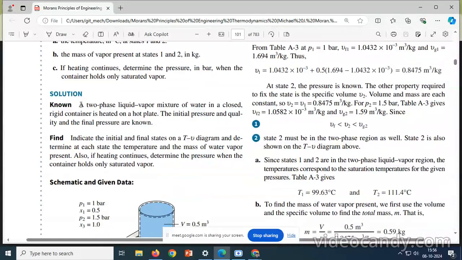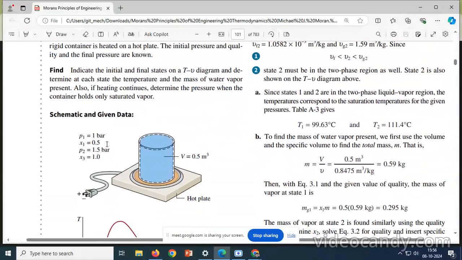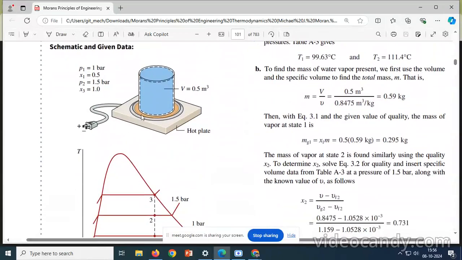In this book they have given a two-phase liquid vapor mixture of water in a closed system. A rigid container is heated on a hot plate. Means to understand with simple words: the initial pressure, the quality and the final pressure are known. So these are the known things given in the problem. What we need to find out, I already told you. We'll see. Next. So one example they have given of how you have to understand. Hot plate is there. A closed rigid container is there with fixed volume 0.5 meter cube. The given values they have mentioned here.